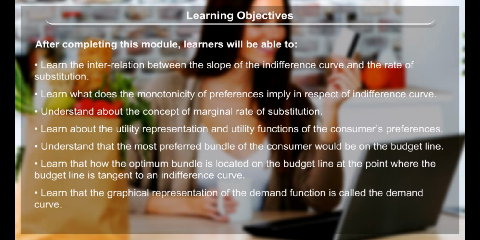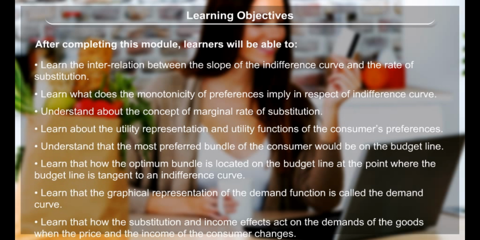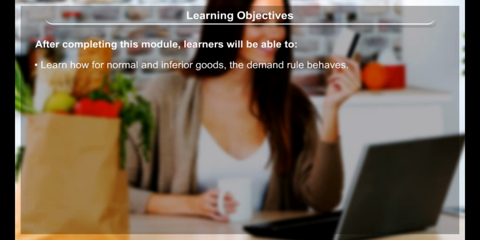Learn that the graphical representation of the demand function is called the demand curve. Learn how the substitution and income effects act on the demands of the goods when the price and the income of the consumer change. Learn how the demand rule behaves for normal and inferior goods. Learn how the market demand is calculated.